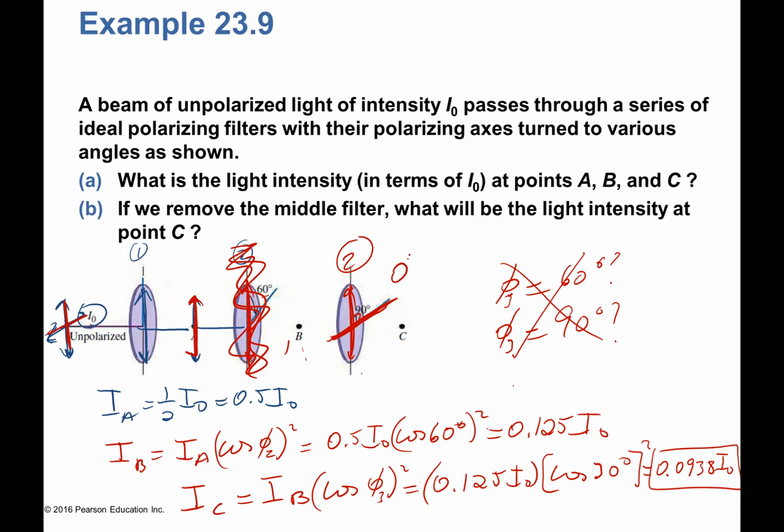The light comes in as vertical and the axis is horizontal. They are 90 degrees apart, phi is 90 degrees. What is the intensity? 0. That means by removing polarizer 2, this combination of polarizer 1 and 3 gives you no light at point C. Hopefully you guys were able to follow. Again, the first polarizer makes it vertically polarized, and the third polarizer has a horizontal axis, so the vertical light will be completely absorbed by the horizontal transmission axis.